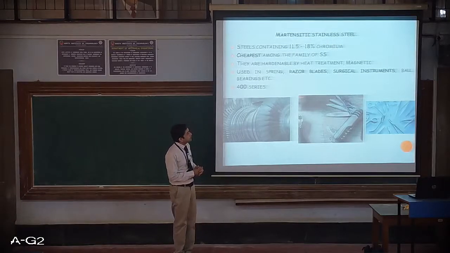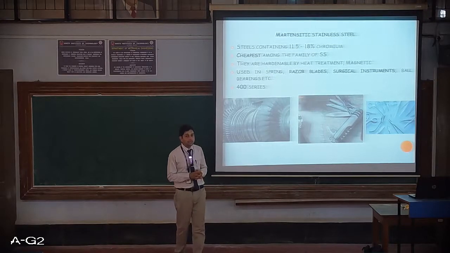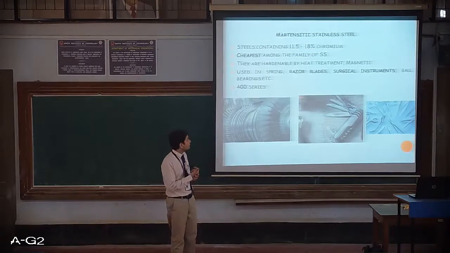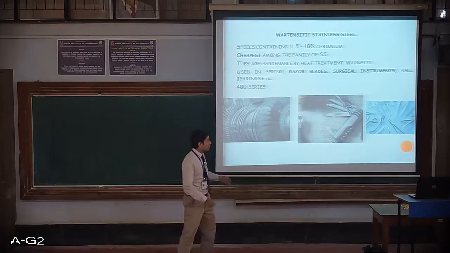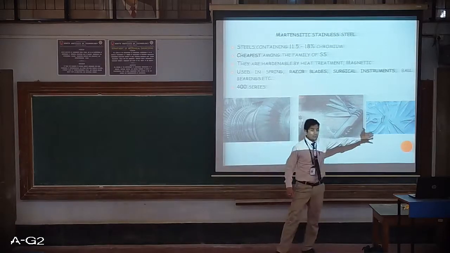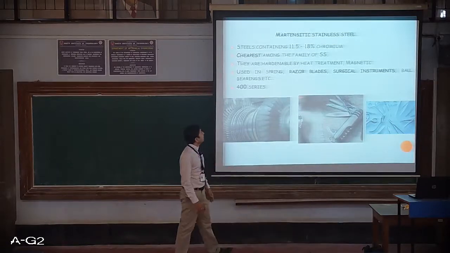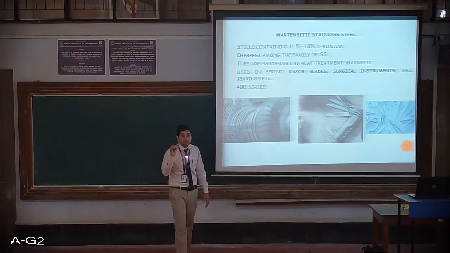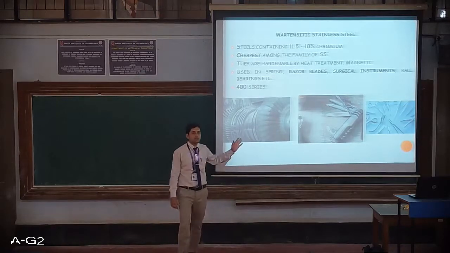And where are these types of stainless steel used? They are used in the making of razor blades. The razor blades we make use of are made up of Martensitic stainless steel. Even the surgical instruments, the knives and all which are used like this, are made up of Martensitic stainless steel only. Even the ball bearings which are used in the automobile sector are made up of Martensitic stainless steel.